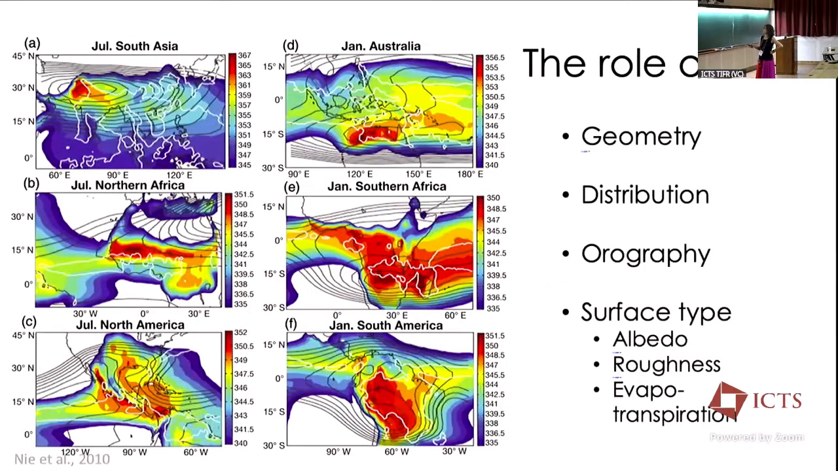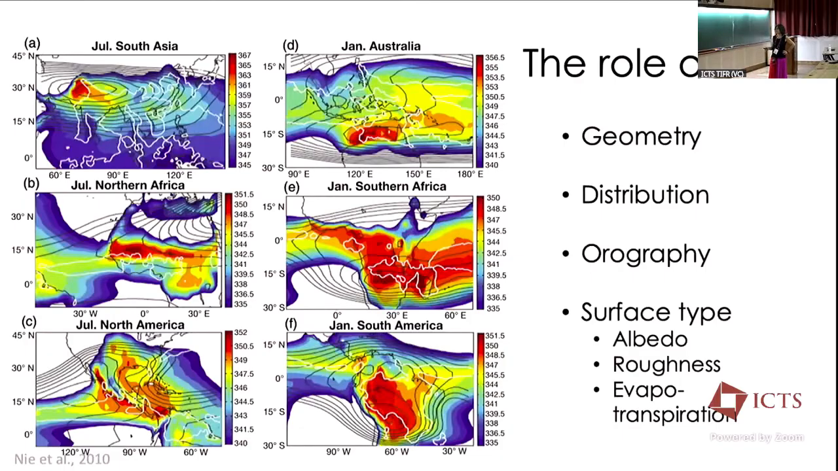We're going to look at various quantities, the geometry of land, the distribution of land. So how big of a continent, right? Where is that continent? How many you got? We're going to look at orography. Does your continent decide that it's going to go up instead of just staying at the land surface? And then surface type.